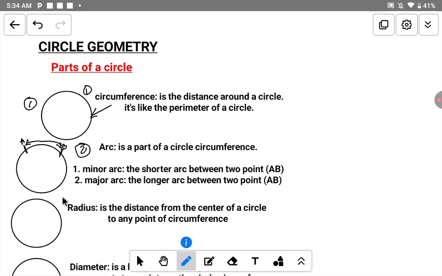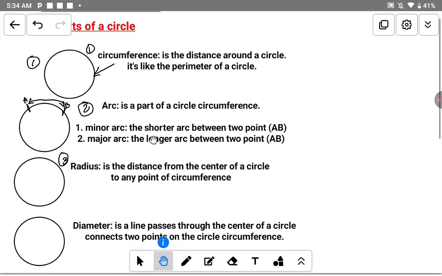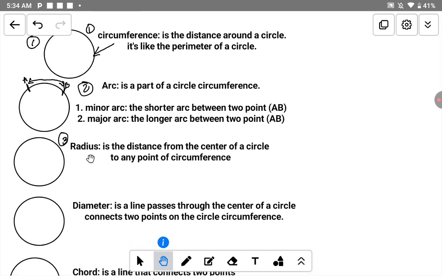Now let's move further to number 3, the part of the circle where we'll be discussing the radius. So what do I mean by radius? With the definition I have here, the radius is the distance from the center of a circle to any point on the circumference. So let's say this is the center of a circle.